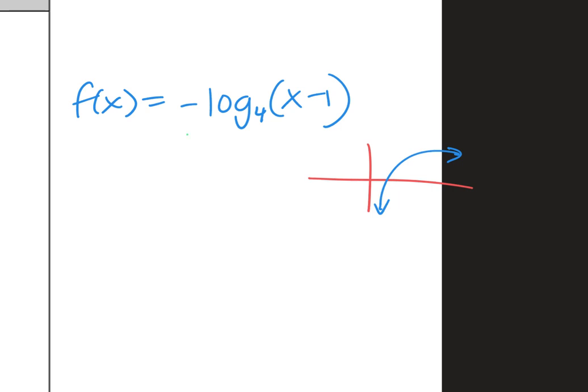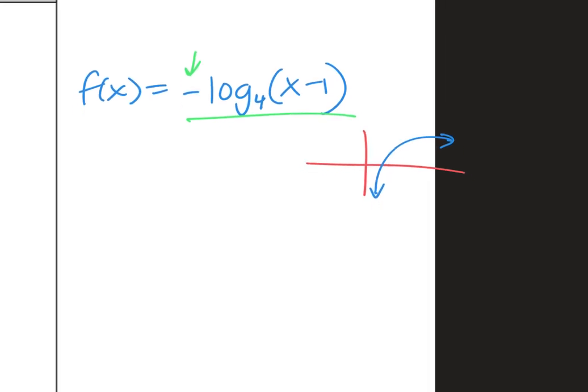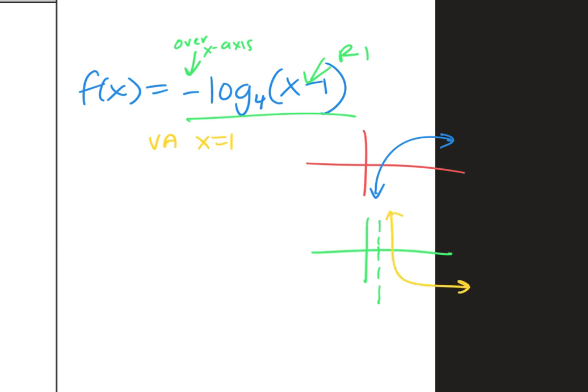Now talk about your transformations here. What are the transformations on this equation? What's the negative on the front do? Over the x. What's the minus 1 inside the parentheses do? Right, 1. So I basically just took my graph and shifted it to the right 1. So my vertical asymptote just moved. My vertical asymptote would be at x equals 1. And I flipped it upside down, so it looks something like this.